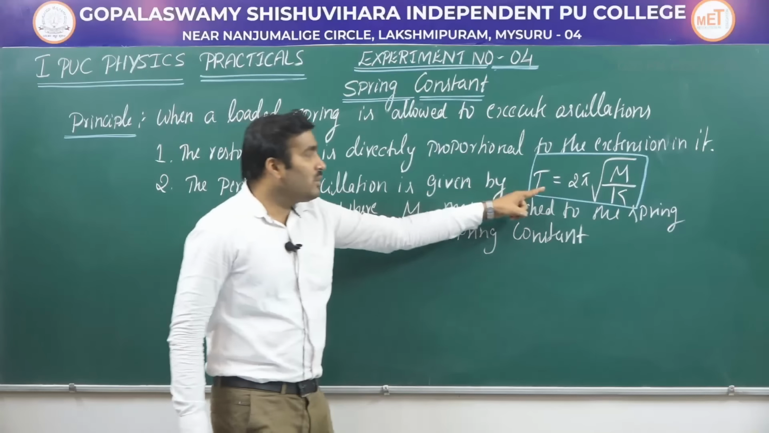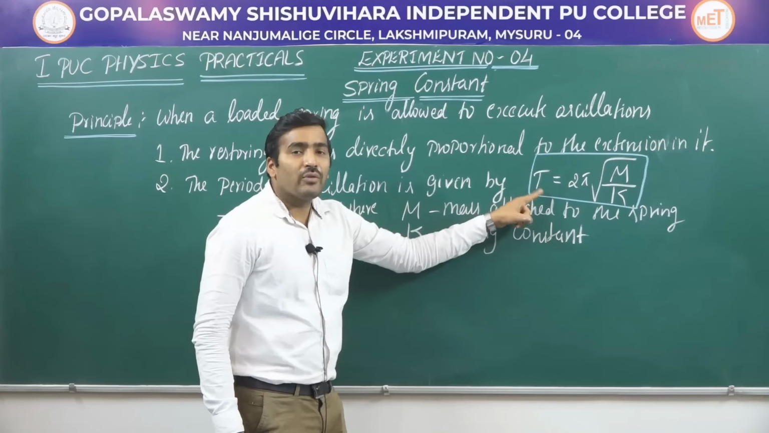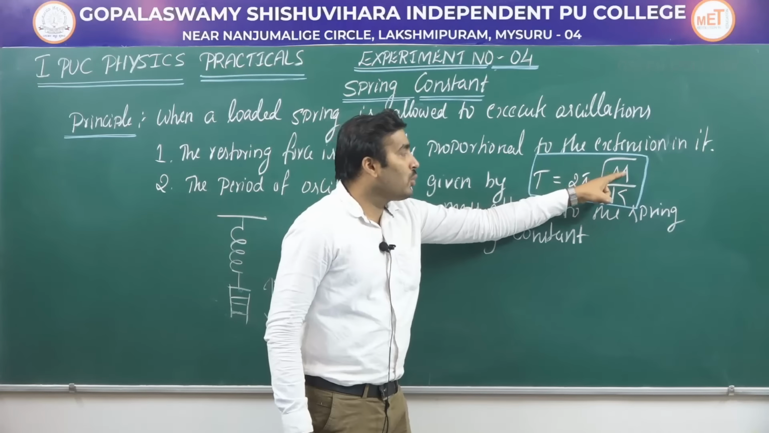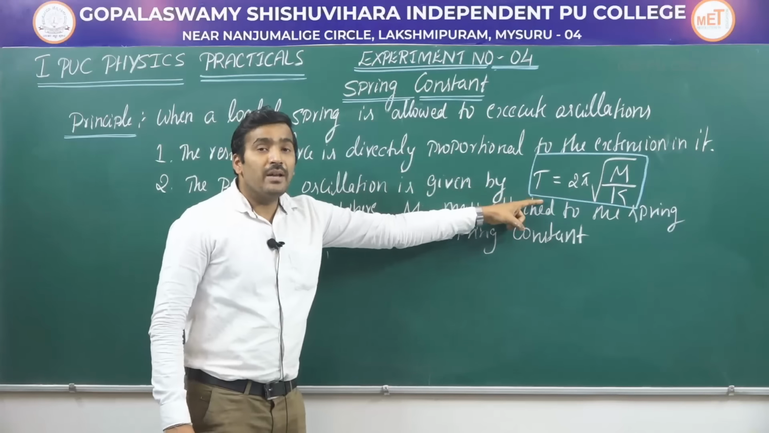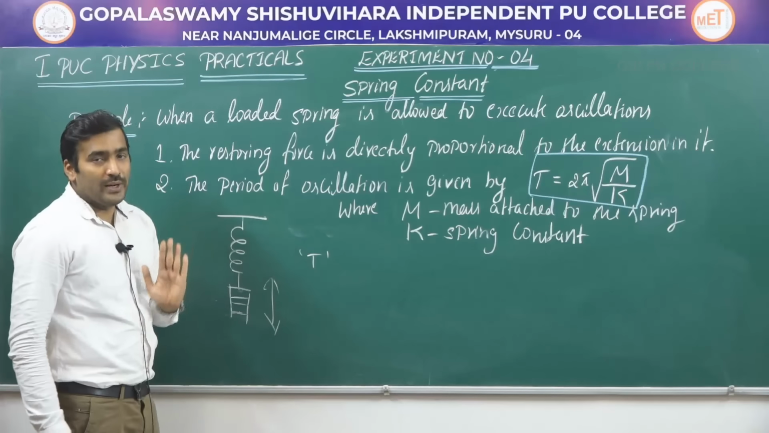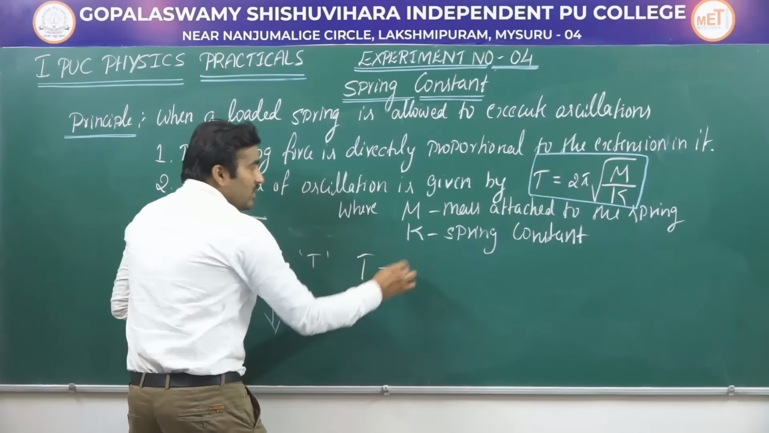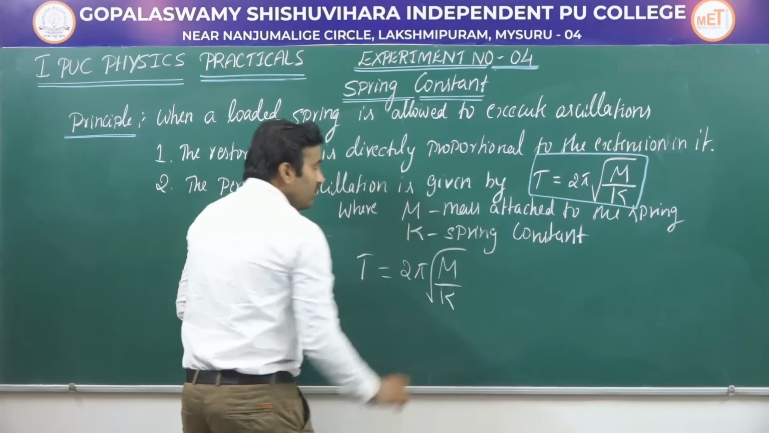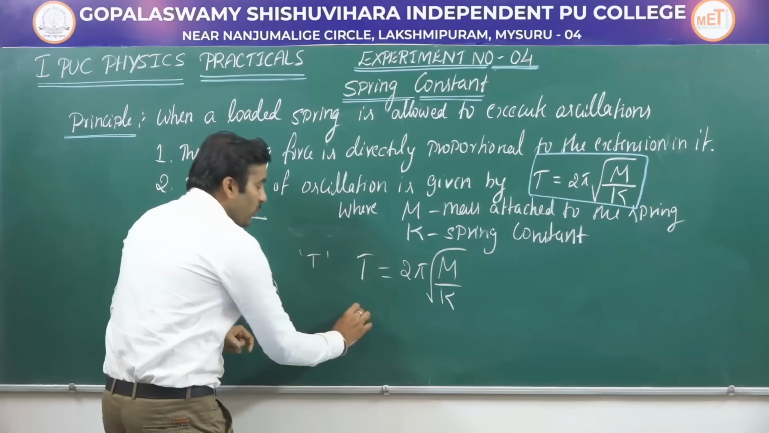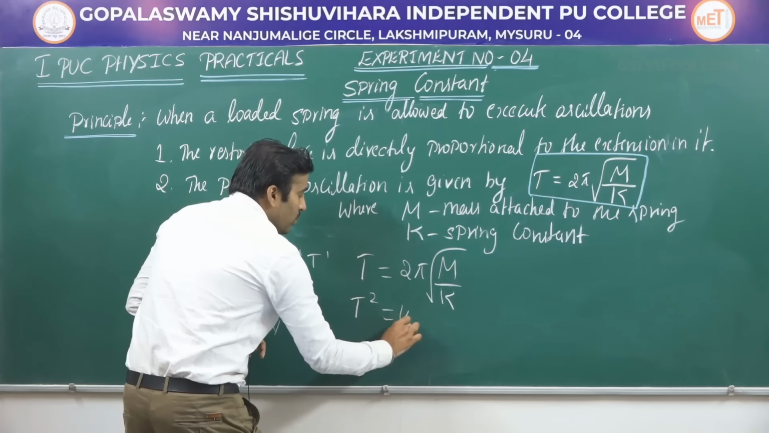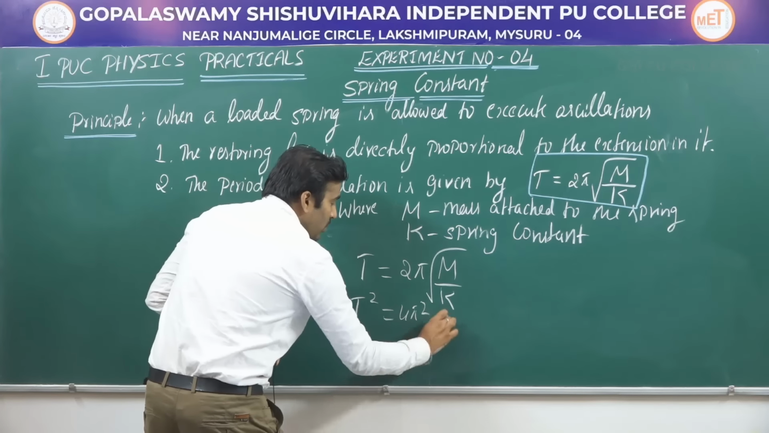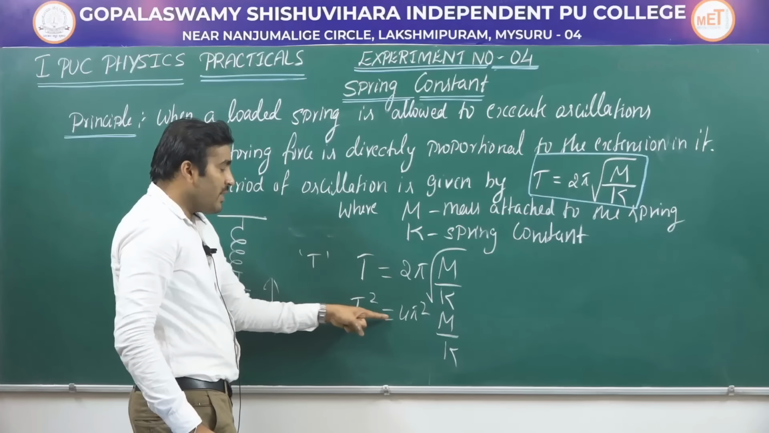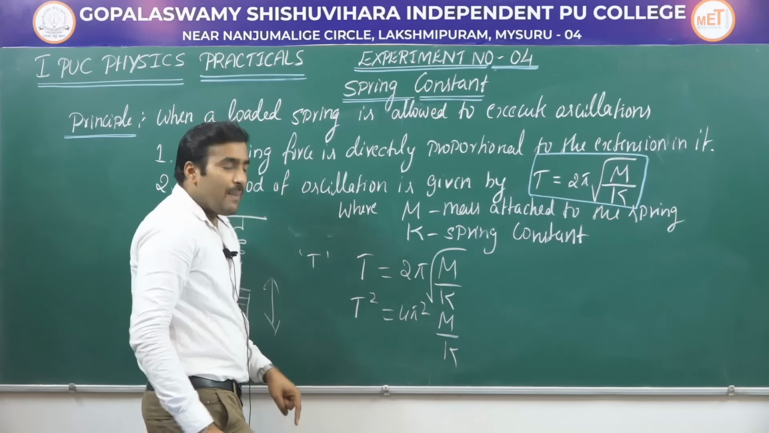So in this equation, they have given the time period of oscillation of this spring. T is equal to 2 pi into root of m by k. This is the time period of oscillation of this loaded spring. If I square on both sides, what will I get? T square is equal to 4 pi square into m divided by k, correct?